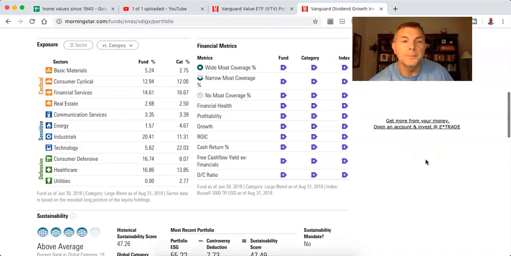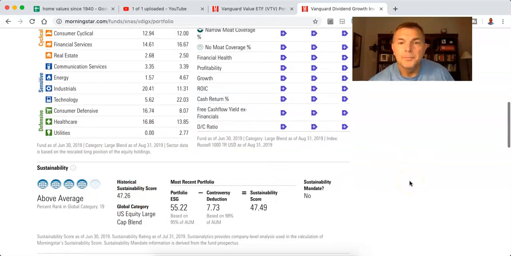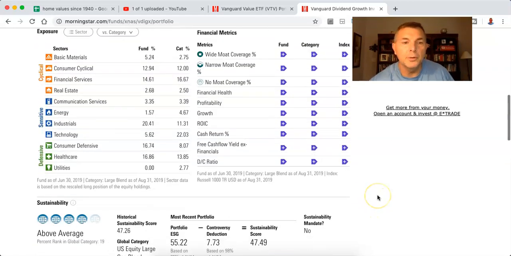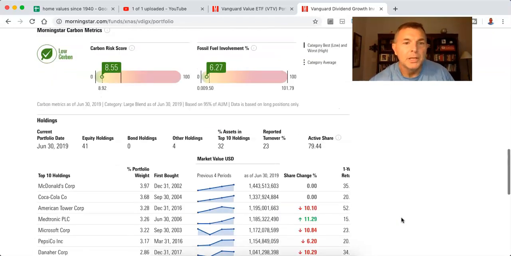But I want to show you something else here. I don't care about this. I literally could care less about sustainability. I don't. It's freaking stupid. I don't care about the wide moat cover. That's whatever that means. Don't care.